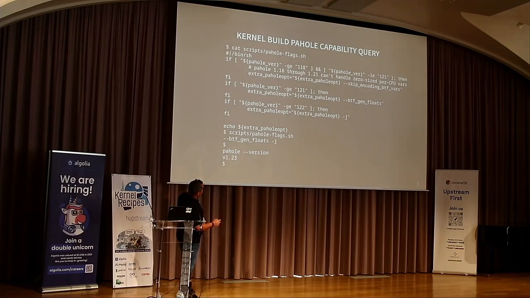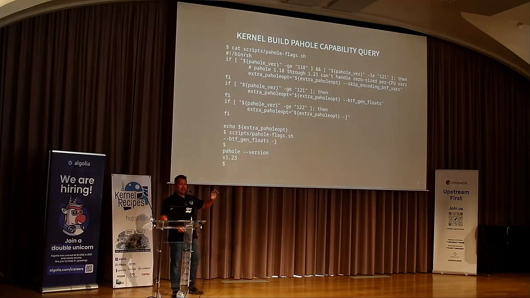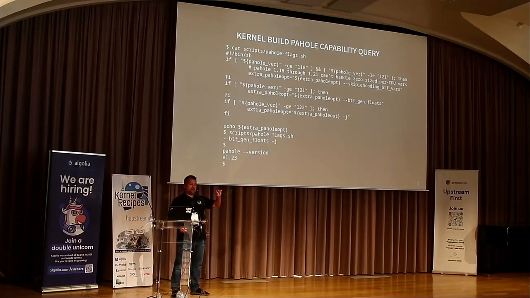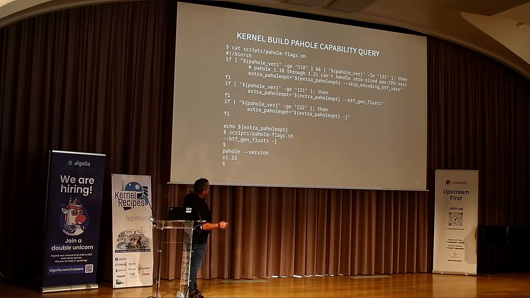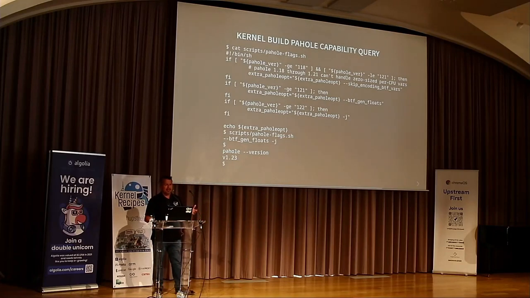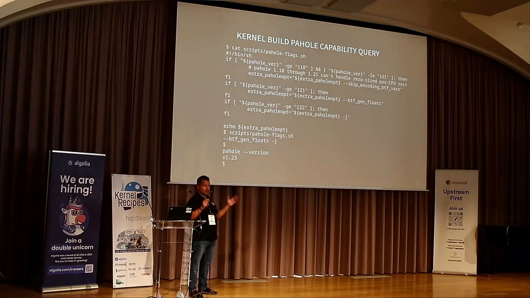So the version 1.18 to 1.21 had a problem that encoding BTF variables for the per CPU was problematic. So we had this skip. And then if it's more than 1.21, then we have a BPF kind float. We generate information for floating type variables and types, because it was not being generated. But for S390, the kernel uses floating type for some things. And then if it's more than 1.22, we can use dash J, which is the same thing as make, to load the DWARF information in parallel.